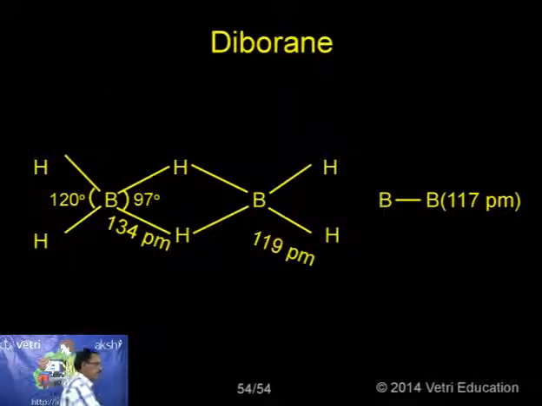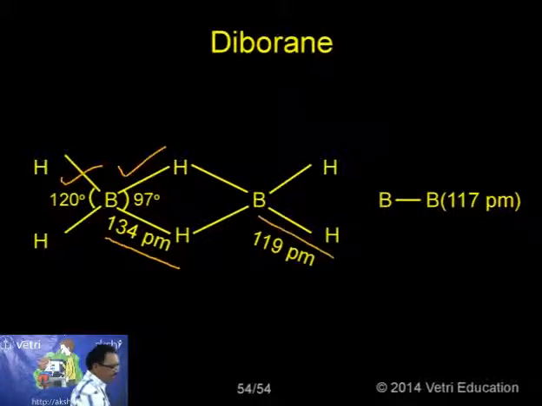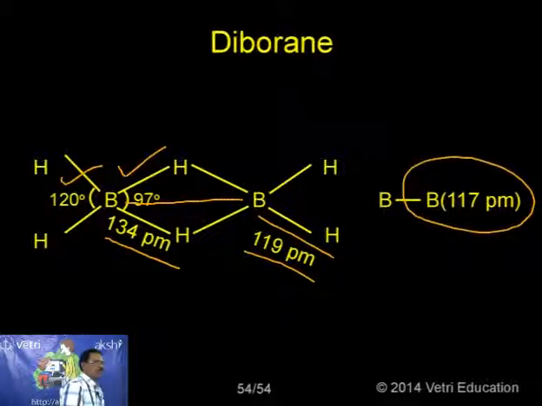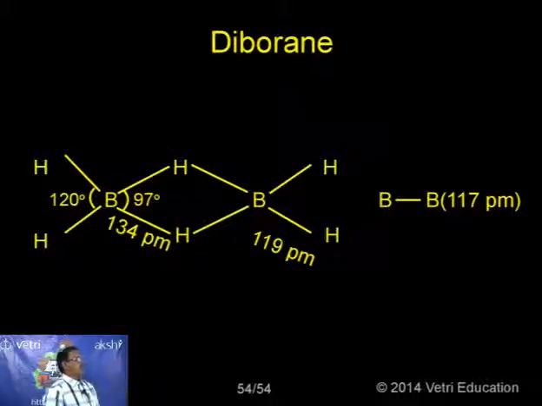Another interesting piece of information: the bond angle between H-B-H at the bridge is 97 degrees, and the outside bond angle is 120 degrees. The boron to bridging hydrogen distance is 134 pm, and the boron to terminal hydrogen distance is 119 pm. Another interesting piece of information: the distance between the 2 boron atoms, experimentally determined, is 177 pm. This is the interesting information regarding diborane. I hope you have enjoyed the lecture.